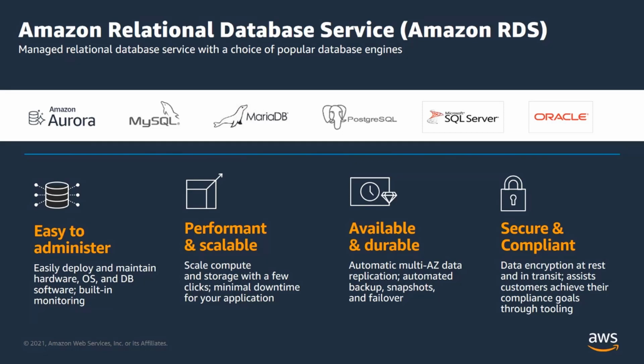RDS automates time-consuming administration tasks such as hardware provisioning, database setup, patching, and backup, while providing cost-efficient and resizable capacity. It frees you to focus on your application so you can give them the fast performance, high availability, security, and compatibility they need. RDS is available on several database instance types, optimized for memory, performance, or I/O, and provides you with 6 familiar database engines to choose from. Amazon Aurora compatible with MySQL and Postgres, MySQL, Postgres, MariaDB, SQL Server, and Oracle.